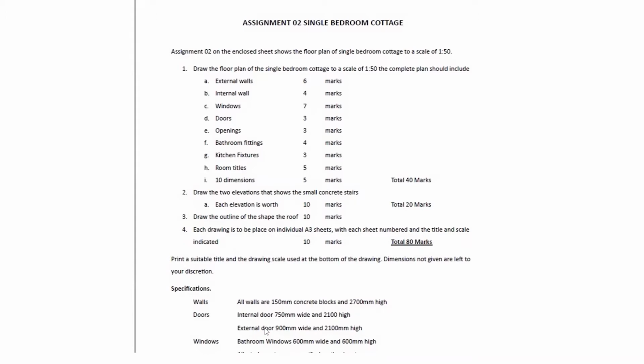We are also going to be doing question 3. So we're going to skip question 2 because we want to focus on the plans first before we move on to the elevations. So we're going to be doing question 1 and question 3. I've highlighted these 2 questions in red. Question 3 says, draw the outline of the shape, the roof.